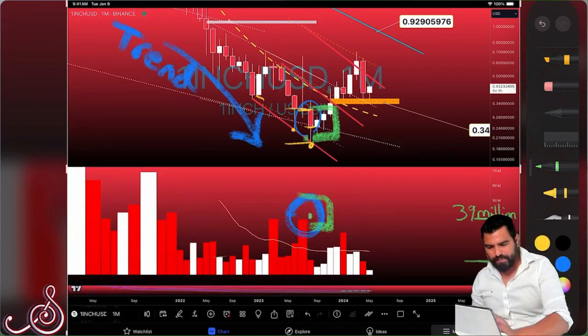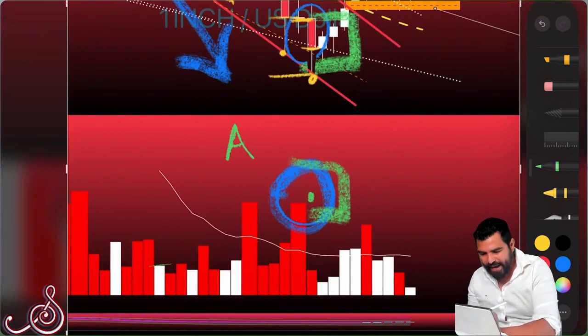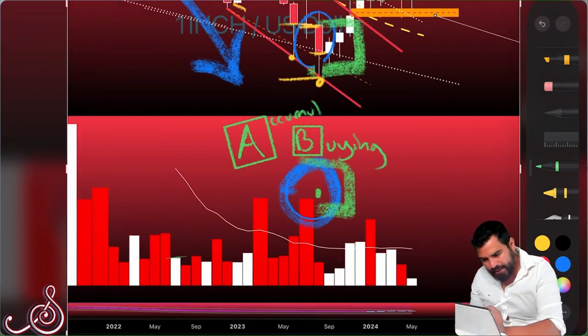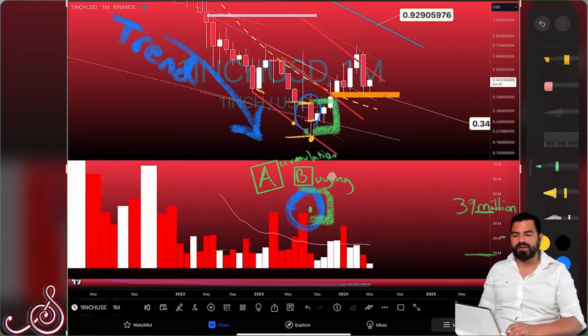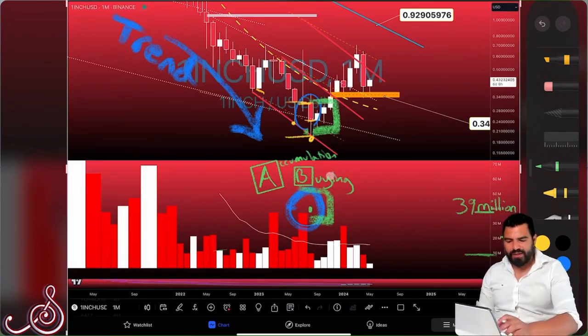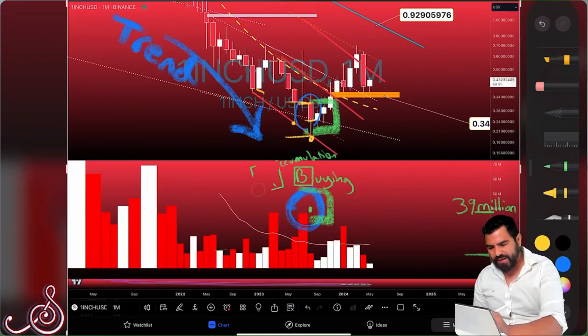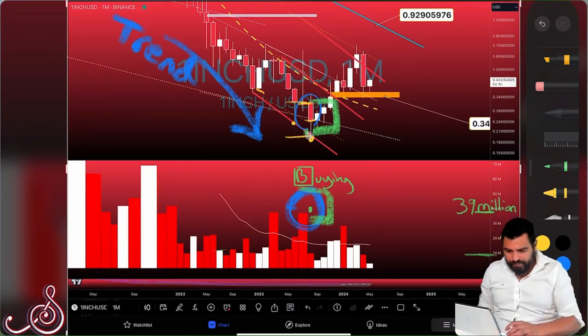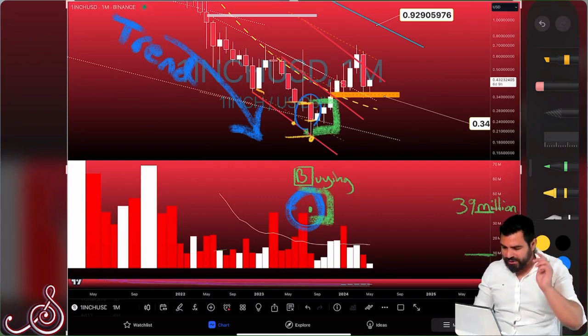Okay, you can put a big A for accumulation or buying. Now, accumulation is usually what happens over time, and buying is just there. I shouldn't say accumulation because it's not really showing over time, but there's buying. Okay. Now, that's on the monthly chart.